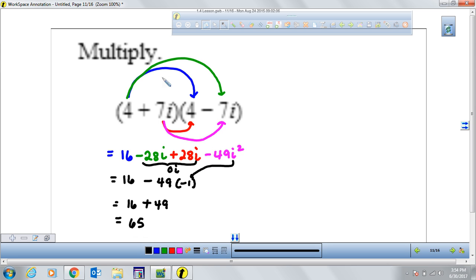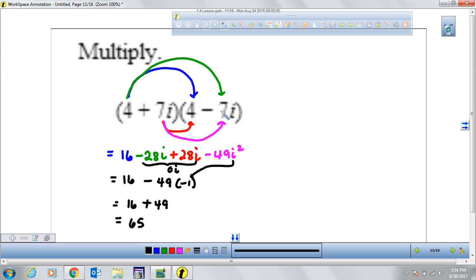What is special about this problem? I just want to talk to you about this problem a little bit. This is something we're going to cover in a later chapter. These are called complex conjugates. What does it mean by complex conjugates? Two complex numbers that have the same values but with opposite signs on the i. So that's basically what complex conjugates are.